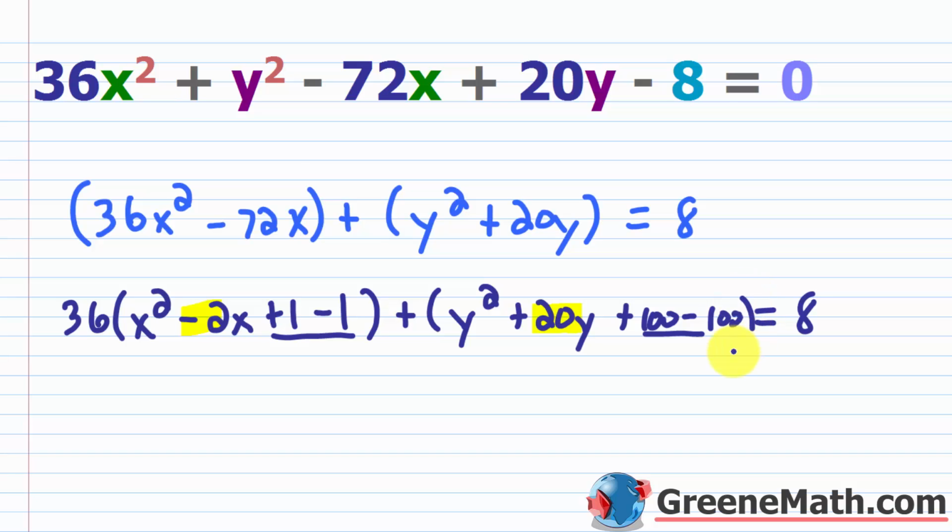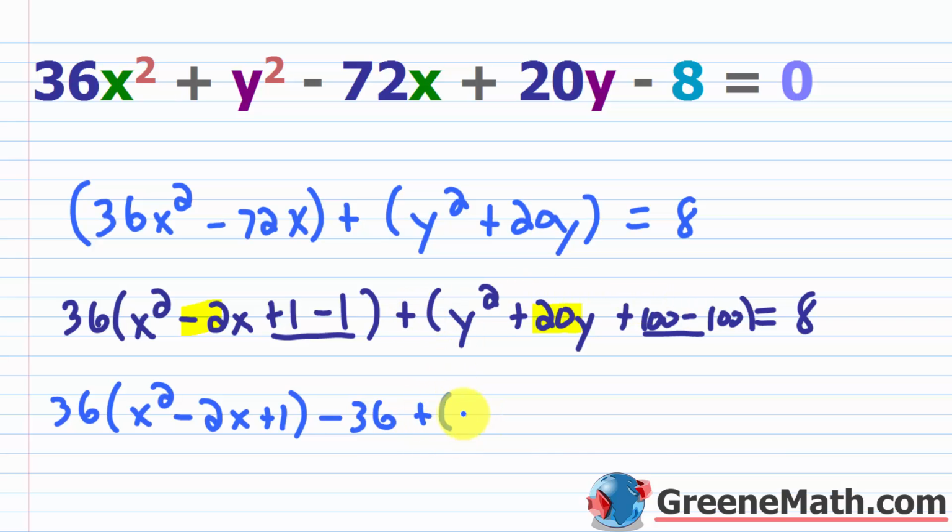Okay, so what do I do about this? Well, it's inside the parentheses, so to close this down, I've got to distribute the 36. So what this would look like, okay, is 36 times, I'm going to say x squared minus 2x plus 1. I'm going to distribute this to the negative 1, so minus 36. Then moving on, we'll put plus. There's nothing out here, so I can just say y squared plus 20y, and then plus 100. Again, I can just close this down because nothing's out here. Then minus 100 equals 8.